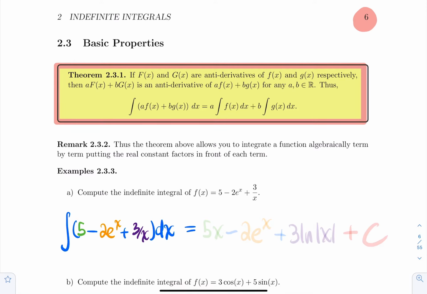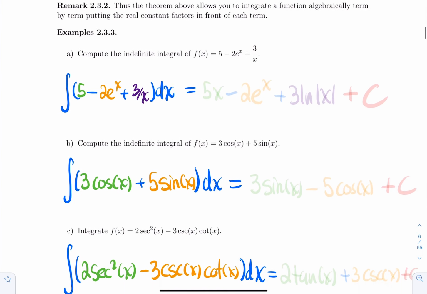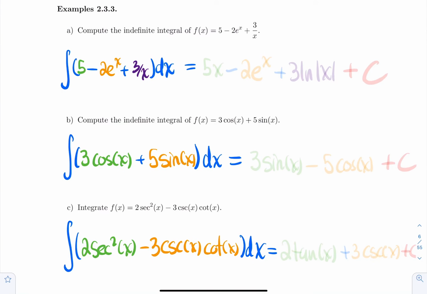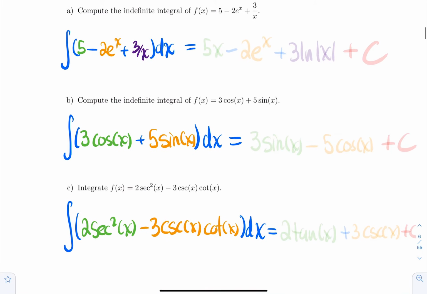All right, so let's just do some examples together. Let's compute the indefinite integral of the function 5 minus 2e^x plus 3 over x. We're just going to go term by term. So we want to compute the integral of 5 first. 5 is just a constant, so we know it's going to be 5x, minus the integral of 2e^x, because the integral of e^x is e^x, we're going to get minus 2e^x. So we just keep the coefficient.